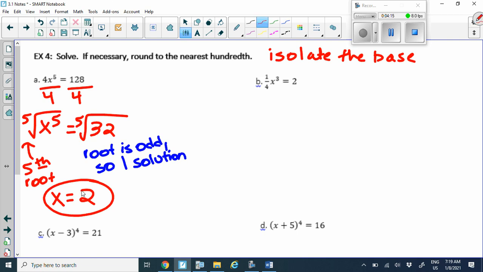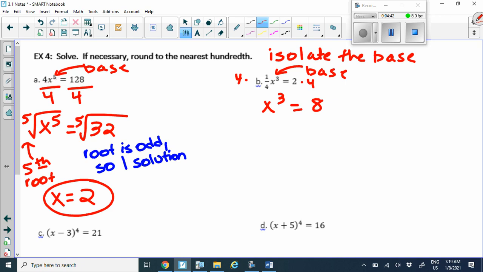Okay, I would like you guys to go ahead and pause the video and try part B. Okay, let's see what you got. So notice that x cubed, that is our base. So we need to isolate it. In order to do so, we need to move that 1/4. So we're going to multiply both sides by 4. So now I get x cubed equals 4 times 2, which is 8.